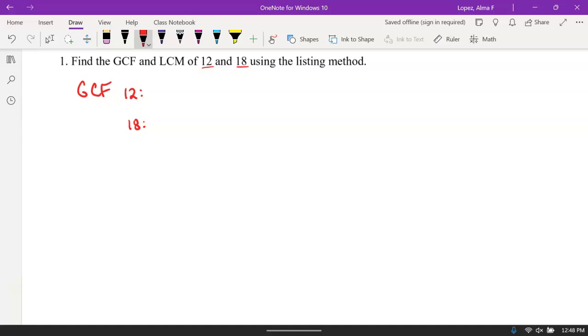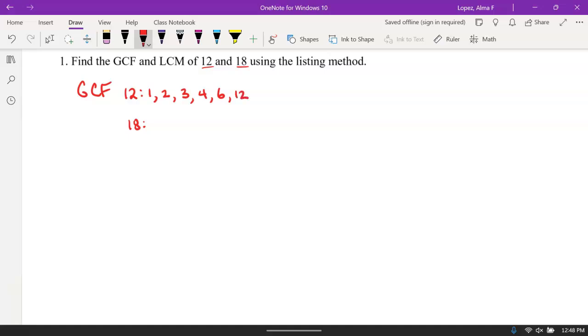Not a factor tree, sorry. I just start from the number 1 and then look at every number up to 12 that divides into it evenly. So 1 divides into 12, 2 divides into 12 evenly, 3 divides into 12 evenly, 4, 5 doesn't, does it? 6 divides into 12 evenly, and 12.